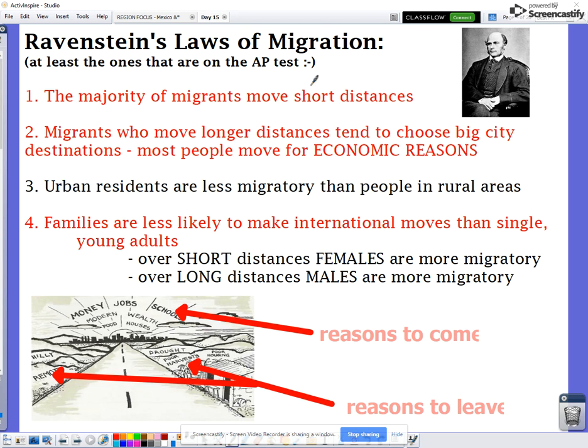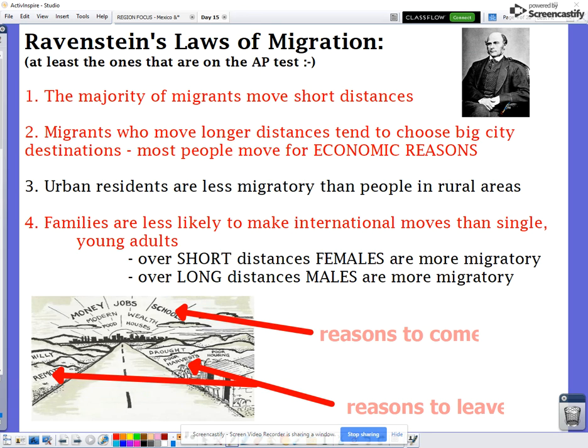The other thing that is always on the AP test is Ravenstein's laws of migration. There are about 7 of them, but I put the 4 most important ones, and we'll look more in depth at them later. Some of the important ones are: most migrants move short distances. If you look at trends, and we'll look more at different migrant groups and where they're actually moving, if we took immigrants from Central America, most of them move towards North America. Most immigrants from the Middle East or from Africa tend to move towards Europe. So it is very short distances.